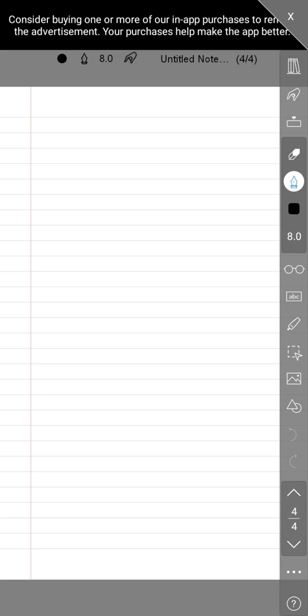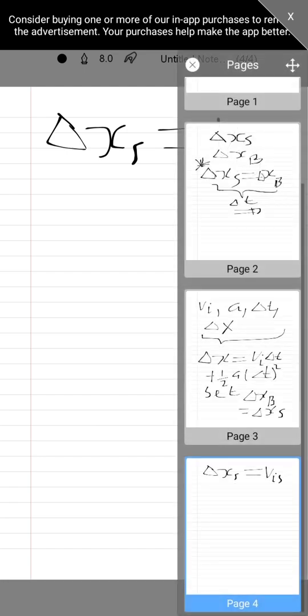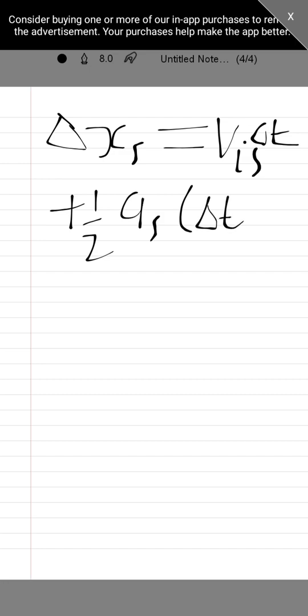So say the first equation, change of x_S is equal to, this is for the displacement of the silver rocket, V_IS, which is the initial velocity of the silver, times change in time, plus half, and now the acceleration of the silver rocket, times change in time squared. And this is for the silver.